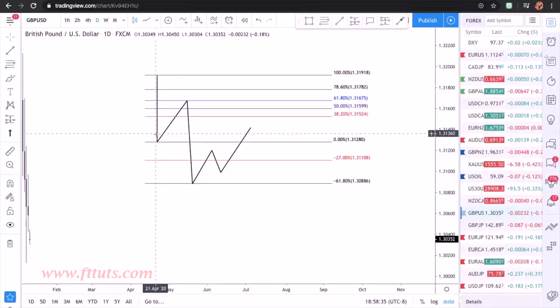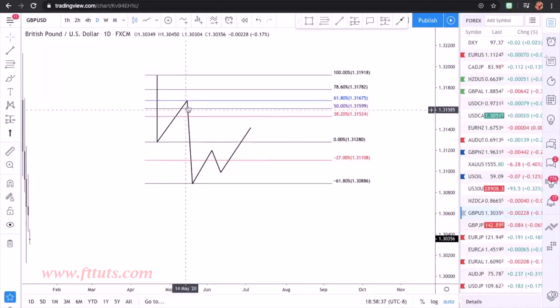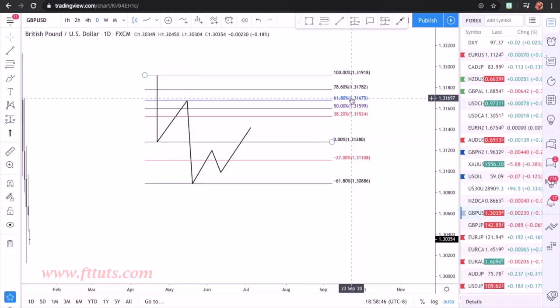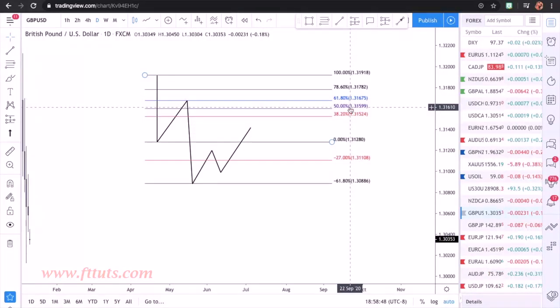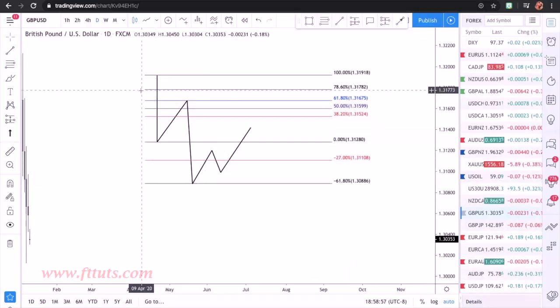We got the high and we got the low, and now we're waiting for price to pull back, and we want this retracement. So this is where our entry is going to be. The most common ones are the 61.8, 50, and 38.2. The best one I honestly think is the 61.8 because we usually see a massive drop after that.